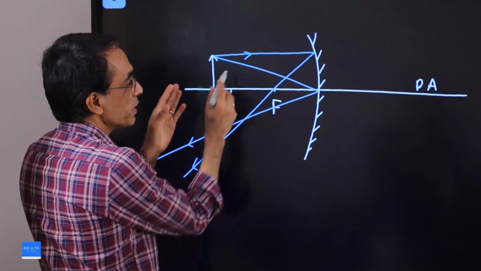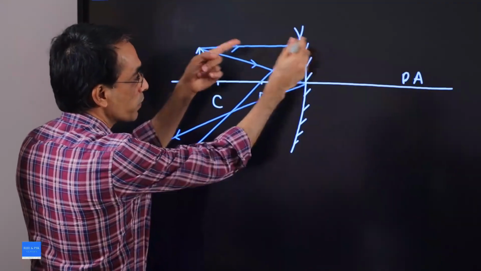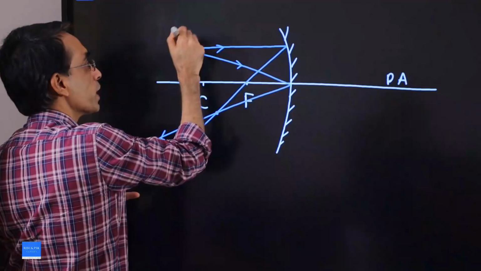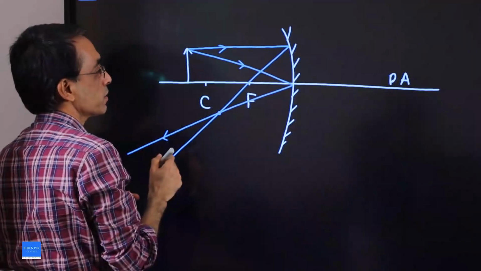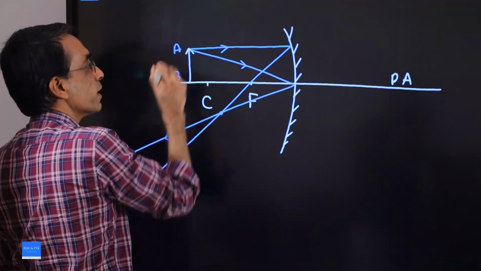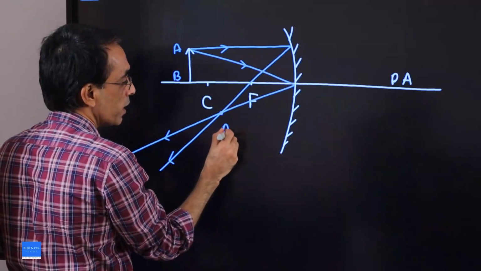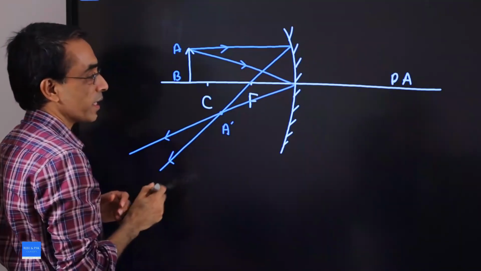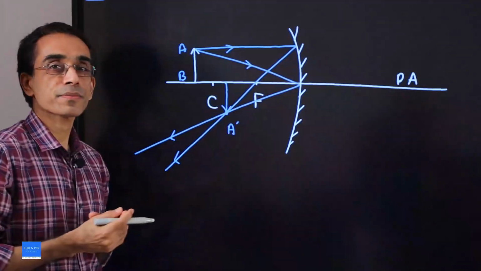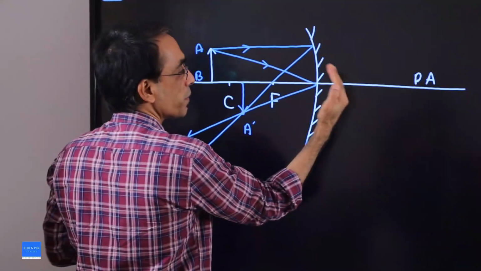Now we can see these two light rays after reflection, they meet at this point. So this is where you are going to get the image of this point. So if I call this object AB, this point will be the image of A, which is A dash, and the image will be formed here in the inverted manner. I can see this is the mirror.